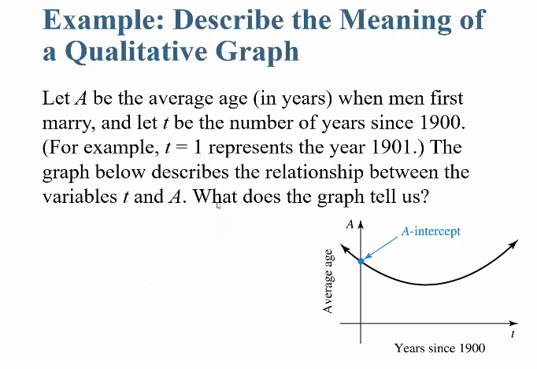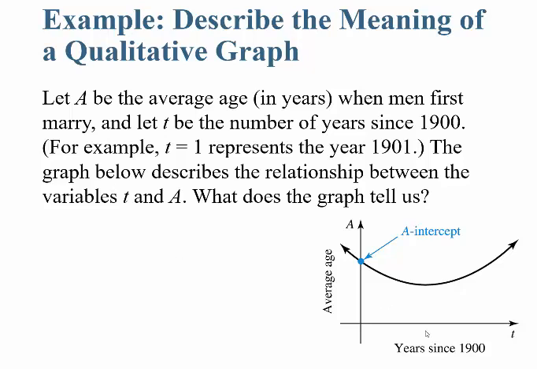Let's describe the meaning of a qualitative graph with an example. I'm going to give you another one here. Let A be the average age in years when men first marry, so the average age that men first get married, and let T be the number of years since 1900. This is important. When you see things like T be the number of years since 1900, that's going to come up a lot in this class. For example, when I say T is equal to 1, what year does that represent? Well, that's 1 year since 1900, so that's the year 1901.